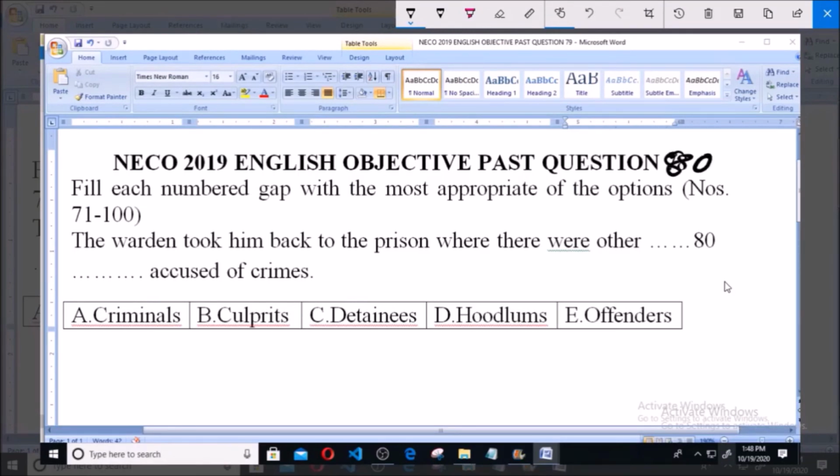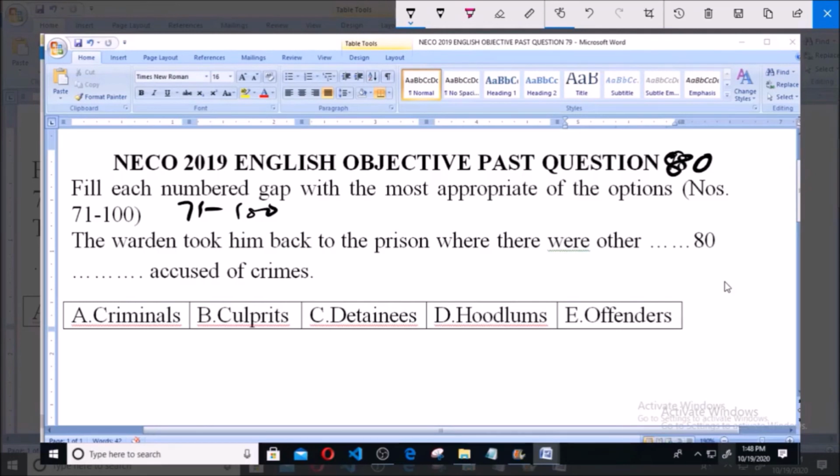Question number 80. And to this question, the instruction says: fill each numbered gap with the most appropriate of the options. And this instruction is to answer questions from 71 to 100. And number 80 says, the warden took him back to the prison. You know the reason why I say question number 79 is prison, not camp, not cell. So the warden took him back to the prison where there were other accused of crime.